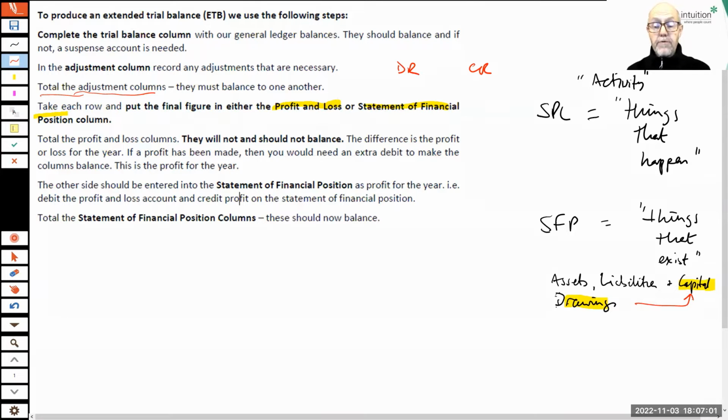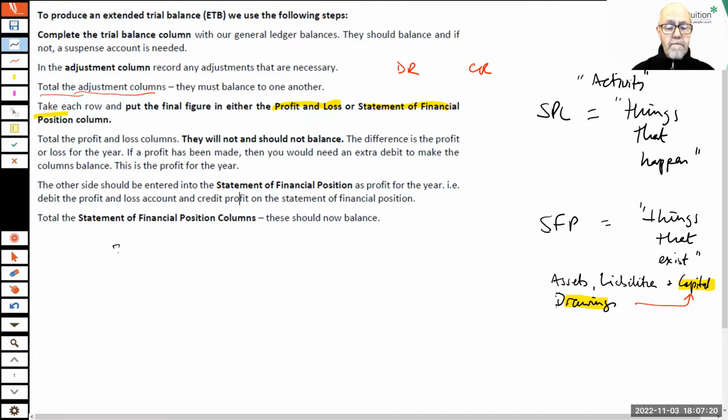So once we've done that, we total the profit and loss columns. These will not and should not balance. The difference is the profit or loss for the year. If the profit has been made, you will need an extra debit to make the columns balance. This is the profit for the year. Well, let's think about why that is.